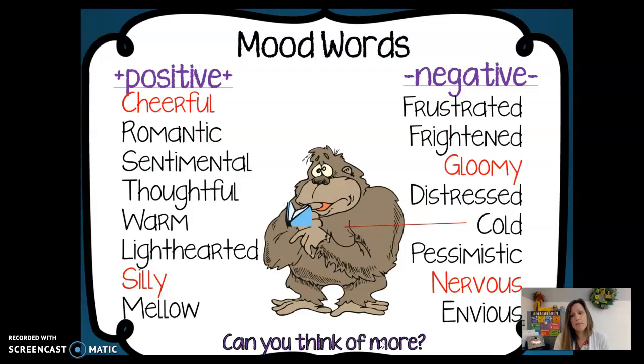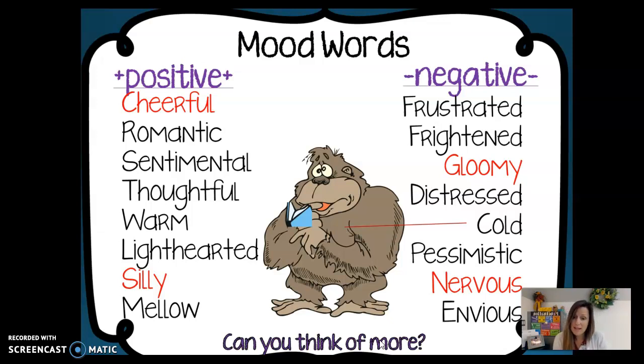So here are some mood words, positive and negative mood words, just like we have positive and negative tone words. So cheerful, romantic, sentimental, thoughtful, warm, lighthearted, silly, mellow. And the negative ones would be frustrated, frightened, gloomy, distressed, cold, pessimistic, nervous, and envious. Envious is like jealous, okay? So add the red words to your chart, and maybe you know some other mood words that you could add to the chart, both positive and negative.